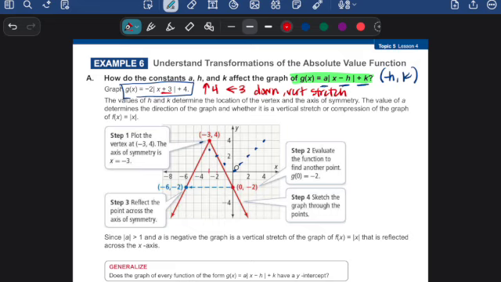So the first thing you're always going to do is plot the vertex. Opposite h, I like to write it like this so I remember to do the opposite of whatever's inside the parentheses. What's the opposite of positive 3? Negative 3, comma k. So here's our vertex. Plot your vertex, and then this is your axis of symmetry.